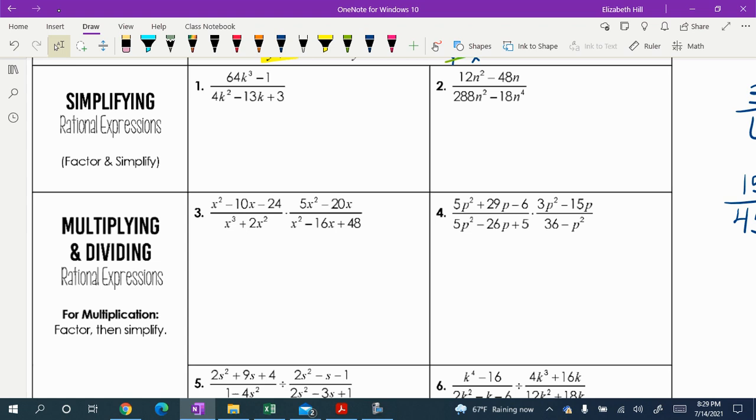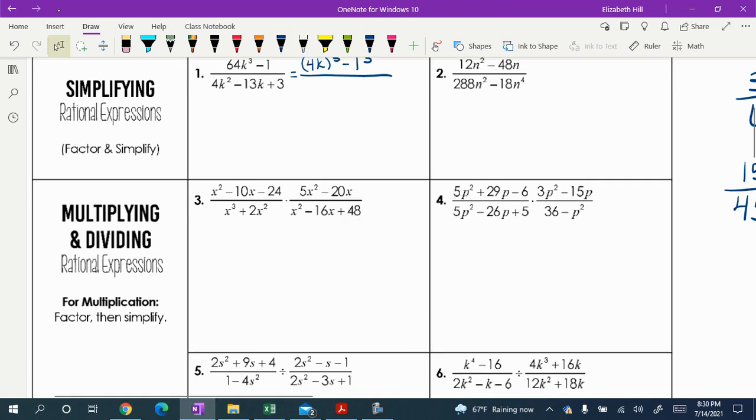All right, so I'm going to take a look at number 1, and for most of these problems here, you are going to have to be able to do your factoring, which we did in the last lesson. So when I see the numerator right here, this is actually the difference of two perfect cubes. So it looks like I have 4k cubed minus 1 cubed. And in the denominator right here, I do have a quadratic that we are going to break up.